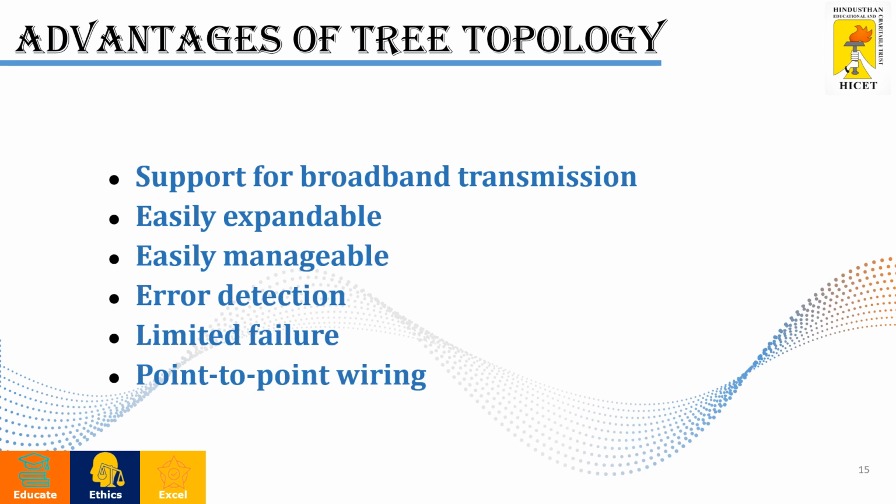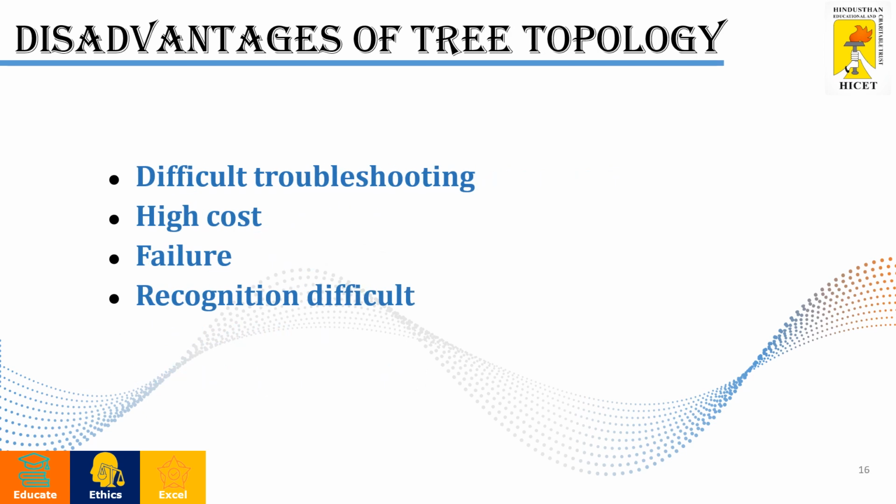And now we are going into the disadvantages of tree topology. It is very difficult to troubleshoot a particular error. If any fault occurs in a node, then it becomes difficult to troubleshoot the problem in the network. And the devices that are required for broadband transmission are very costly, so it is not cost effective either.